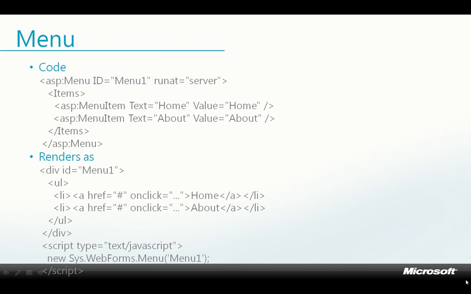The menu control has changed how it renders in ASP.NET 4. Instead of a table, it renders as a bulleted list, and that makes it easier to apply styles to. And it also has some built-in accessibility enhancements like cursor key navigation. Here's the ASP.NET code for it at the top here, and then at the bottom you can see how it's going to render.